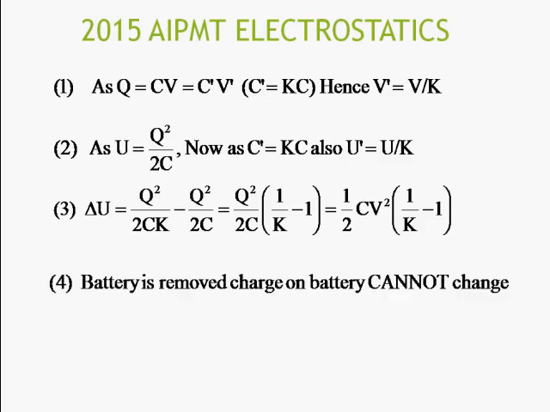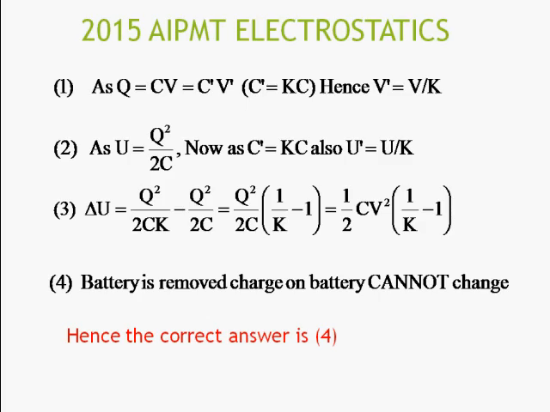Fourth, the battery is removed, so the charge on the capacitor cannot change. We must remember, this was already clear in the first statement itself; the other 3 I solved and showed you. Whenever the battery is connected, the voltage is constant, and in such a question, if the battery has been removed, the charge has to remain constant because there is no agency to give or take the charge. So obviously our answer will be the fourth one.